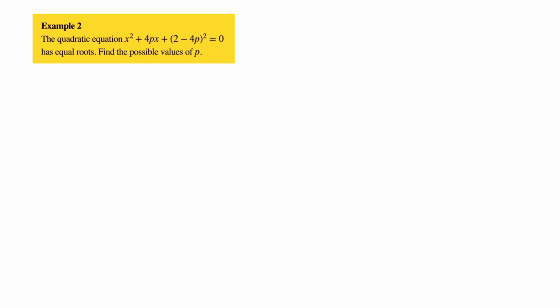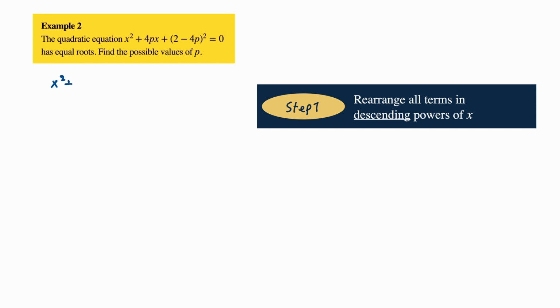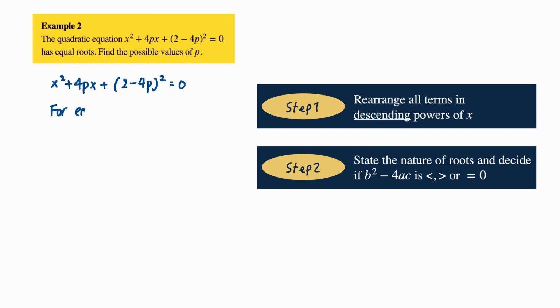Now let's try another quadratic equation. x squared plus 4px plus 2 minus 4p squared equals 0 has equal roots. So find the possible values of p. The very first step again is to rearrange the quadratic equation in descending powers of x. This has been done for you. x squared plus 4px plus 2 minus 4p squared equals 0. The next step is to state the condition where this scenario occurs. For equal roots, b squared minus 4ac is equal to 0.